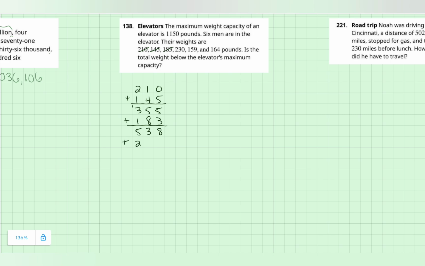Now we can add the next person at 230 pounds. 8 plus 0 gives us 8. 3 plus 3 gives us 6. 5 plus 2 gives us 7.